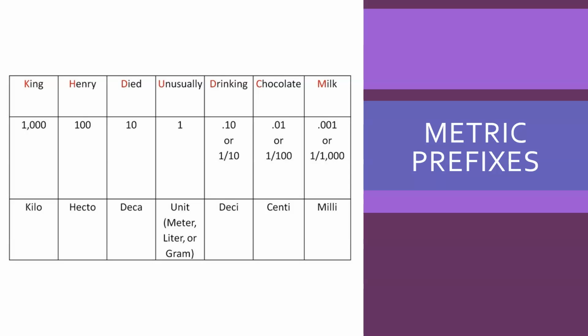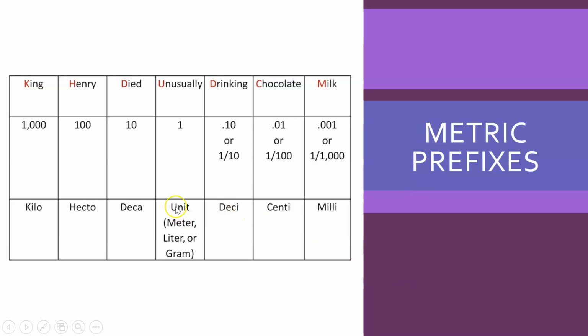So the last thing we need to talk about is metric prefixes. You may have noticed in the previous slides I was talking about centimeters and milliliters, and you were wondering where those came from. Those are our metric prefixes. I like to remember the metric prefixes by the saying, King Henry died unusually drinking chocolate milk. And that stands for kilo, hecto, deca, unit, deci, centi, milli. The metric prefixes you're going to be responsible for knowing.